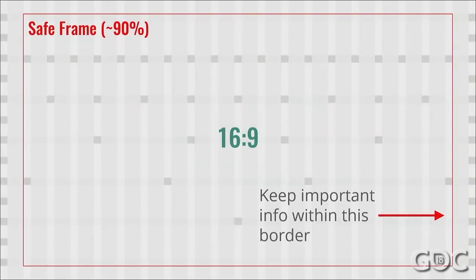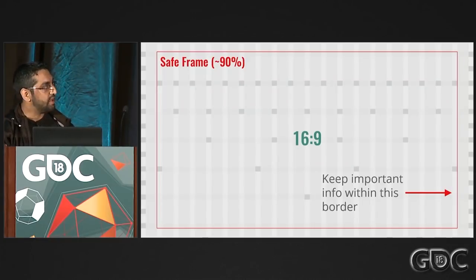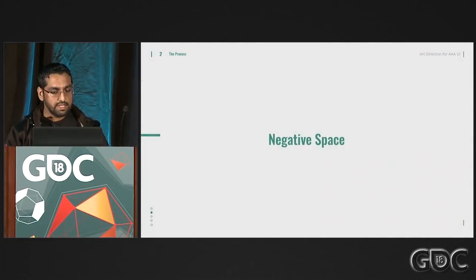When it comes to grids, you want to keep everything within a safe frame. That's roughly 90% of your screen. That's things like text and icons, things that are really important for your UI. It doesn't matter if a flourish or some kind of bounding box bleeds out, but the most important information, like text and icons, should stay inside. You also don't need to fill up every single piece of the screen with information. So leave some negative space to let the content breathe.